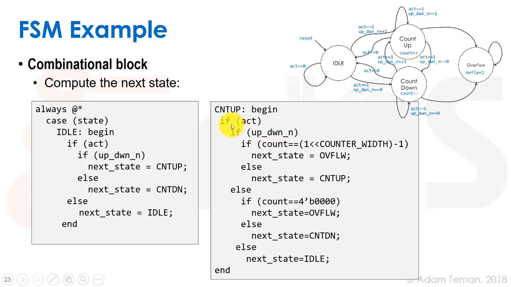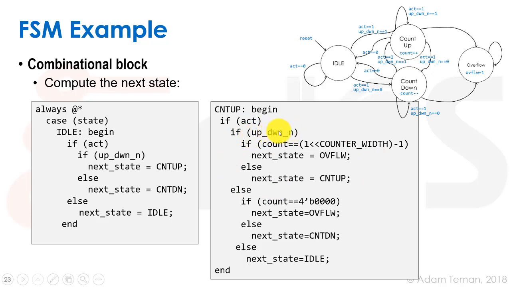Okay, so first we have this big if else, right? That if act, then we go into this block of code. If not, we go next state into idle. That was basically this arrow. If act is high, though, we go into our code block here. Okay. So then we ask the situation of up down. If up down. So now up down is 1.